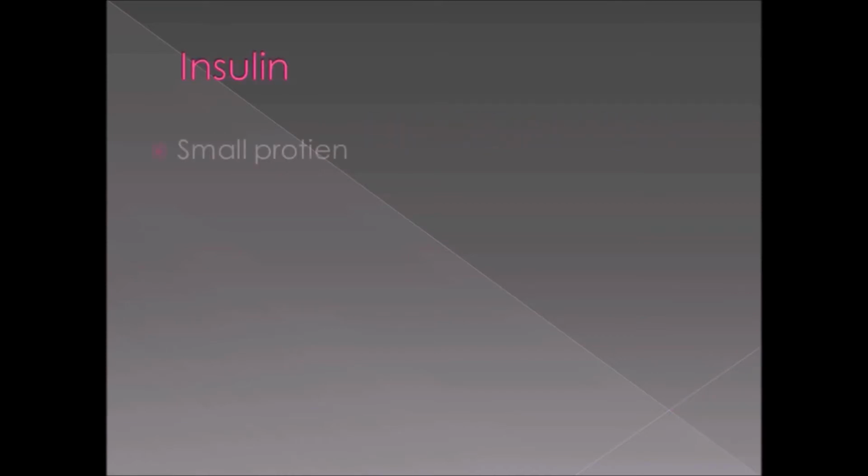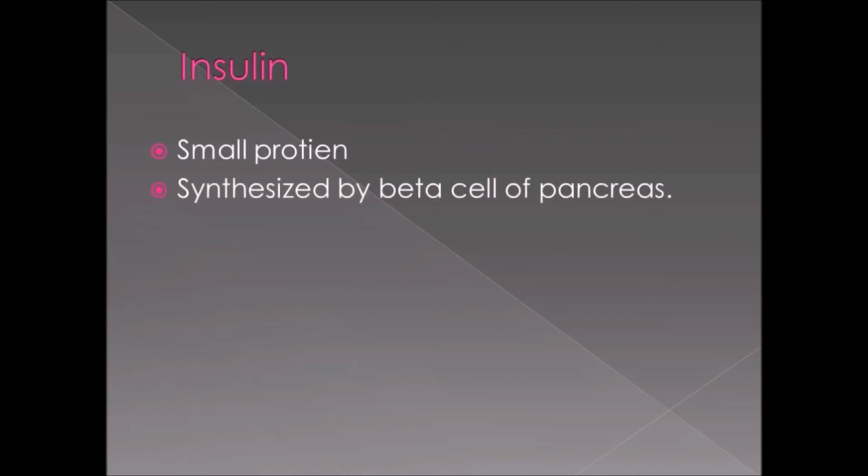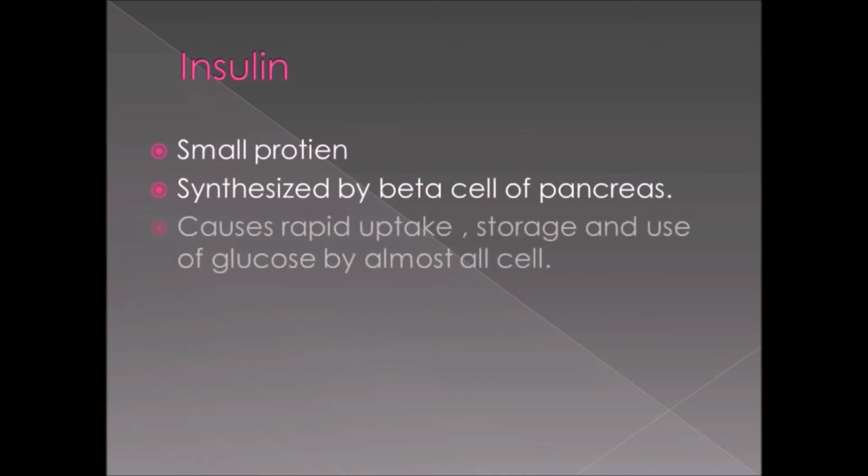Insulin is a small protein that is synthesized by beta cells of pancreas. Insulin causes rapid uptake, storage, and use of glucose by almost all tissues of the body, but especially by the muscles, adipose tissues, and liver.